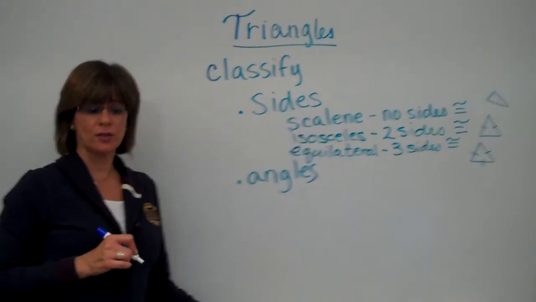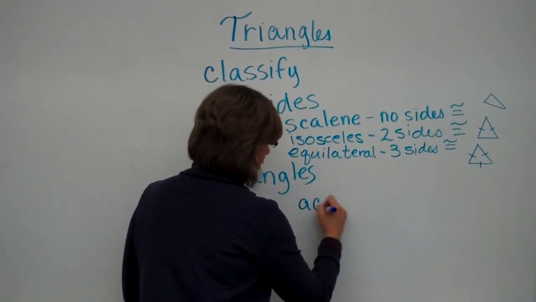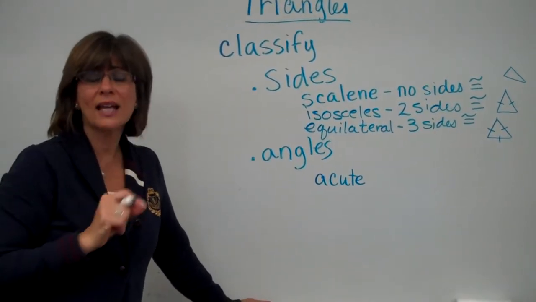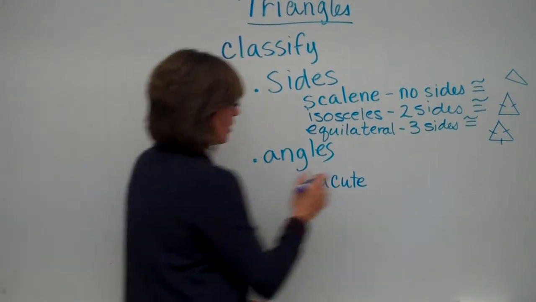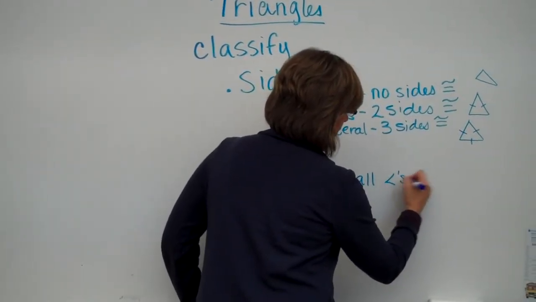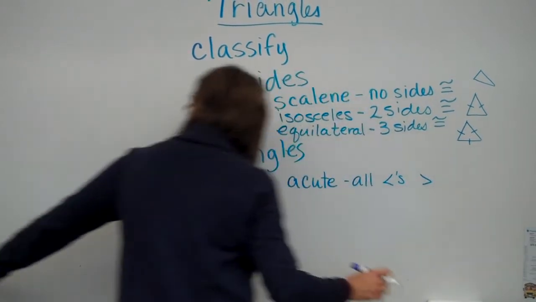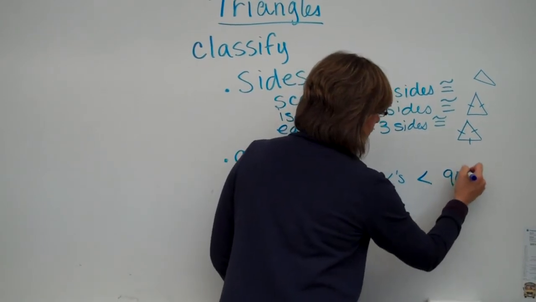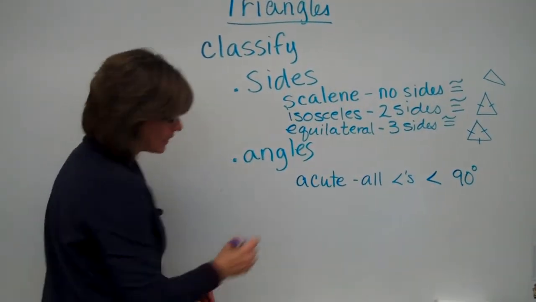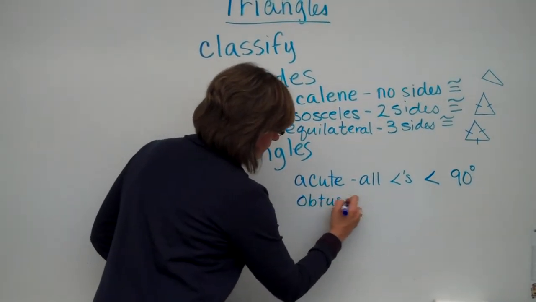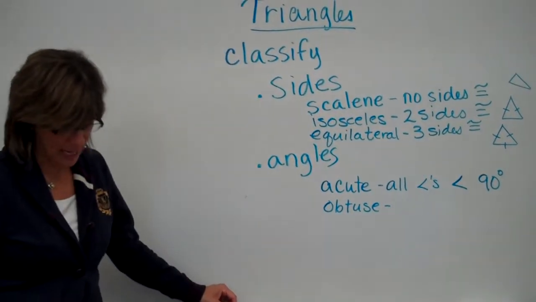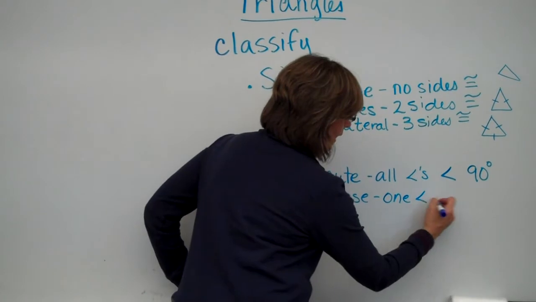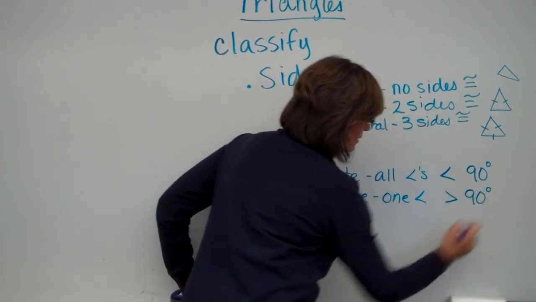Then I can classify triangles by their angles. An acute triangle is very, very cute because all of its angles are under 90 degrees. So, all angles less than 90 degrees. The next type is the obtuse triangle, and the obtuse triangle is going to have one angle that's above 90. So one angle greater than 90 degrees.